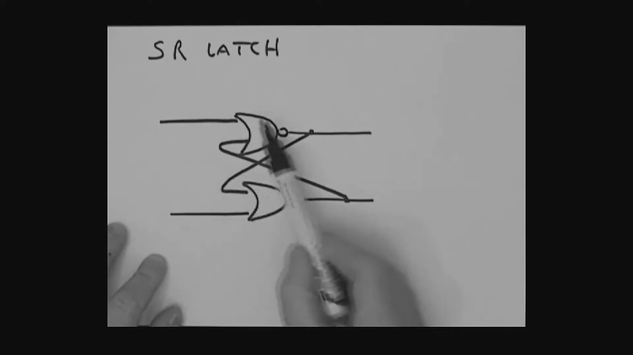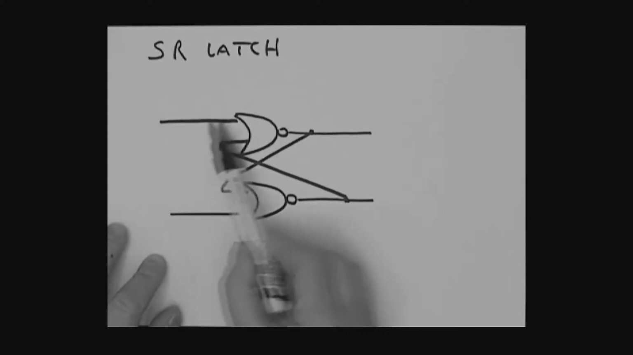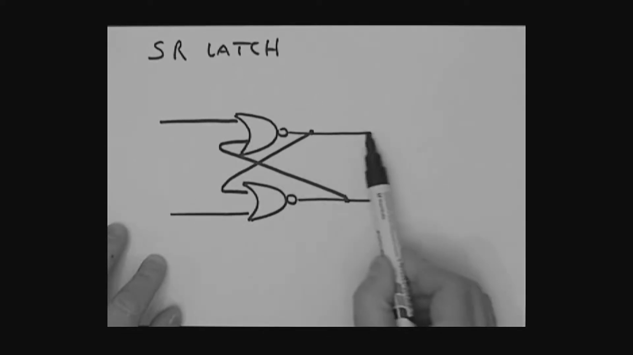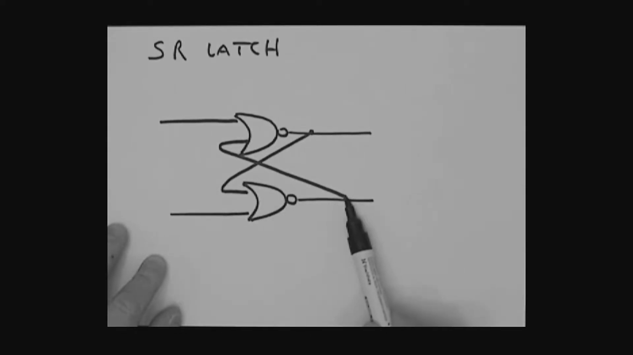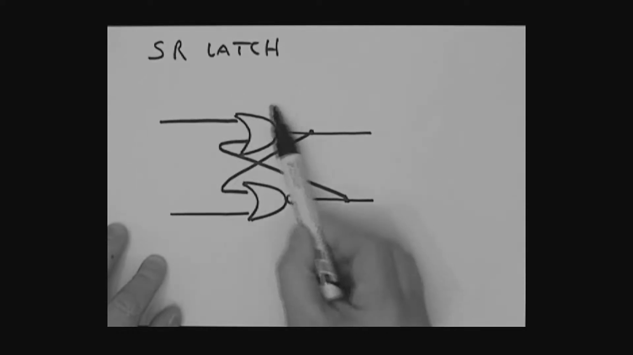Now here is one approach. We're going to look at two NOR gates here. We've got an input here, an input here. Now you'll notice the output from this NOR gate is connected back to the input of this lower NOR gate. And the output of this lower NOR gate is connected back to be the input of the one on top.